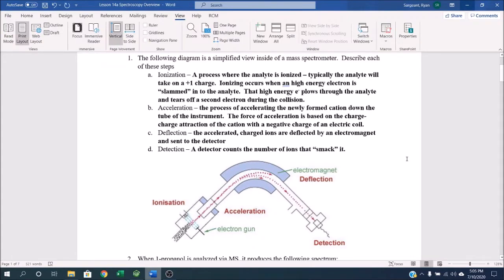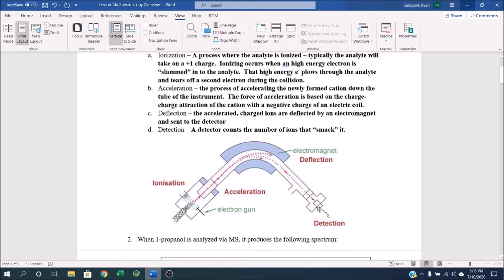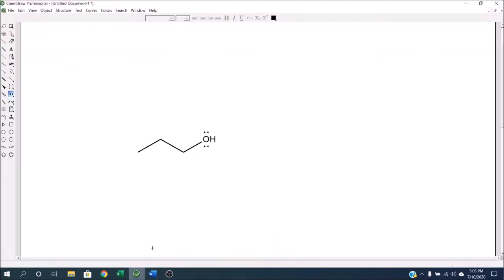So in summary, a sample is inserted into the instrument, it's ionized, that cation is accelerated down the instrument tube, it is deflected based on its mass, and then ultimately registered by a detector. Let's consider what happens when one particular molecule goes through this process. We're going to look at 1-propanol. So here's a molecule of 1-propanol. This is a liquid at room temperature.